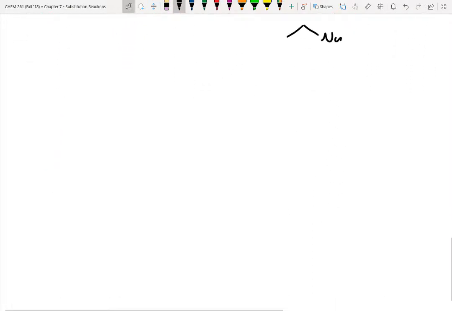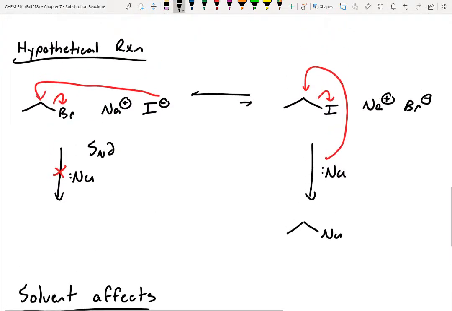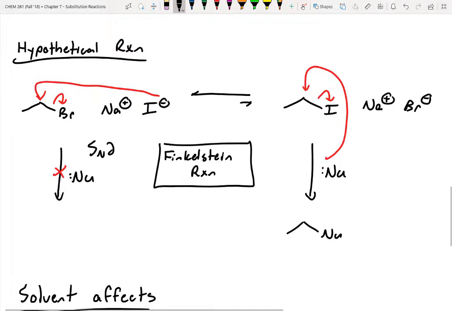The other thing to consider is solvent effects. It's a Finkelstein reaction. Let me see if I can spell it right. Finkelstein reaction. I think that's how it's spelled. But essentially you're playing this big game of pulling stuff out of equilibrium, even though there's only a tiny percentage of it in there.